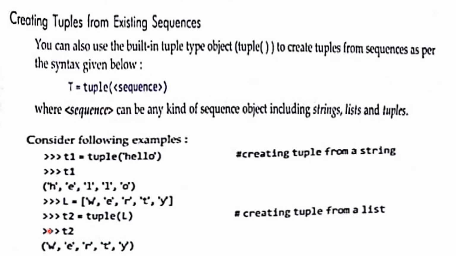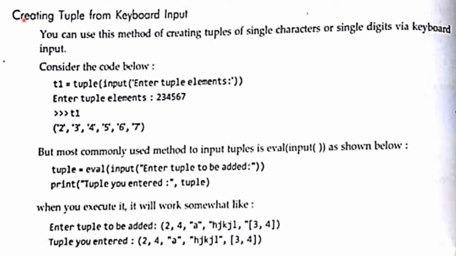Then creating tuples from existing sequences. This also we have seen, it is also the same as of list, and the difference is only parenthesis here, and the rest is the same. We can create a tuple from a string, and we can also create a tuple from a list. Next is creating a tuple from keyboard input. This is also the same as we have done in the list.